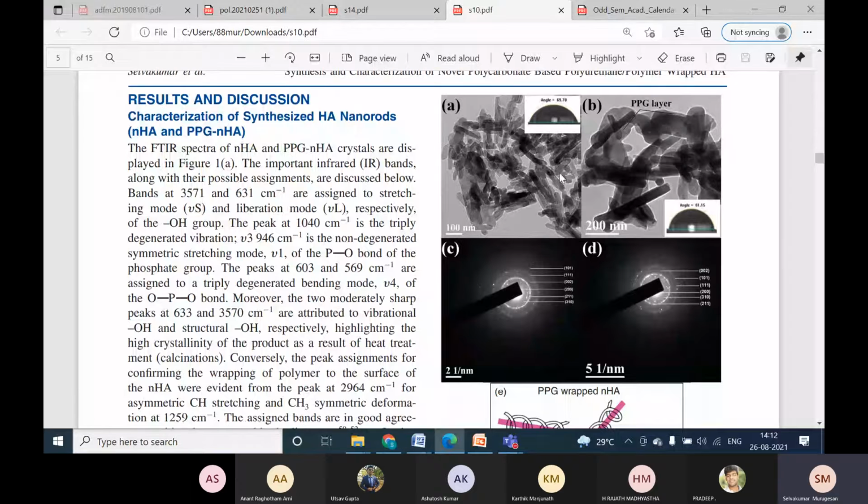You can see here one is unmodified and one is modified. In the unmodified one, you can see only the nanorod, whose surface is free of any kind of groups. In the modified one, you can see the nanorod, and on top of that, the surface is covered by some polymers. Even though the density is very low, that's the reason the electrons easily penetrate into that organic portion.